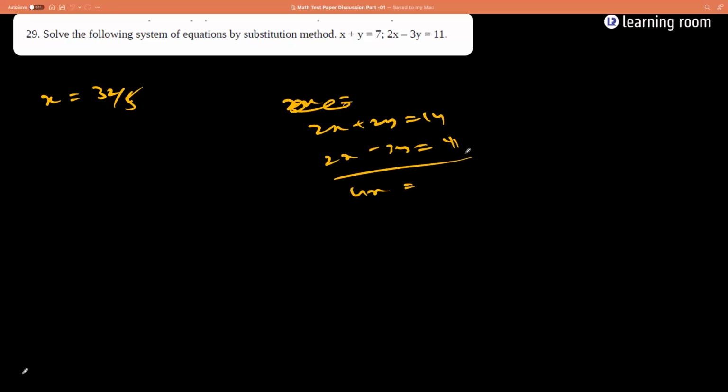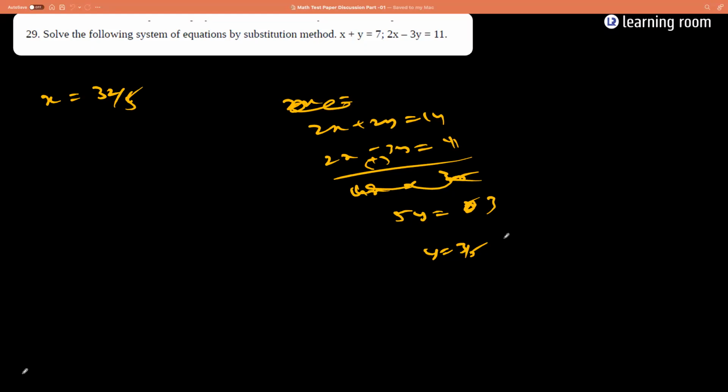Solve the following system of equations by substitution method. This, I think you could have done it. So what will be the answer? X is 32 by 5. Yes, sir. So 2y is 14. 2x minus 3y is equal to 11. 4x is equal to 35. Sir, we need to subtract 2x and 2x. Yeah, we need to subtract. So you get minus 5y. 5y is equal to 5.